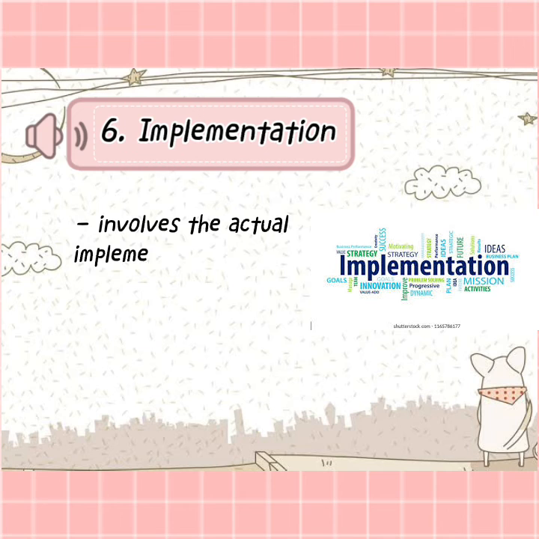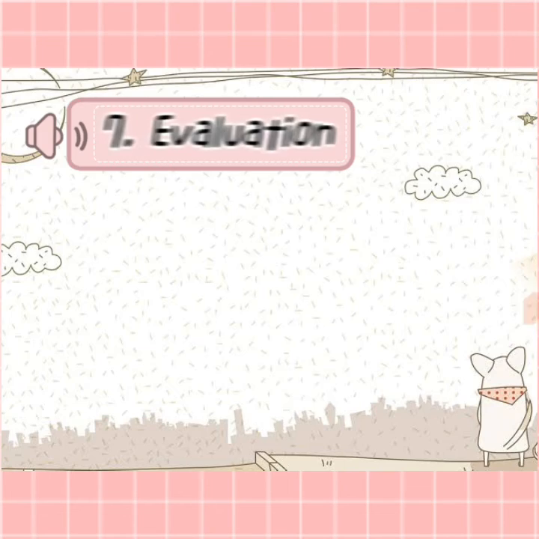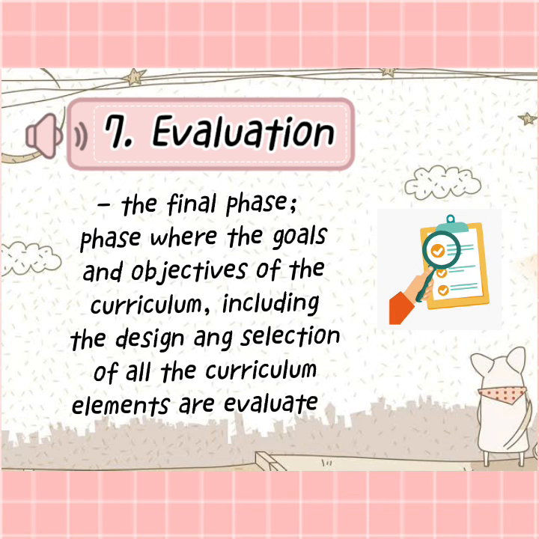Next is the implementation. It involves the actual implementation of the curriculum by faculty members. It is where the actual teaching and learning takes place. The last one is the evaluation. This is the final phase where the goals and objectives of the curriculum, including the design and selection of all the curriculum elements, are evaluated.